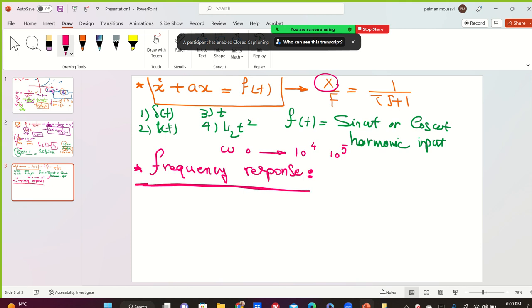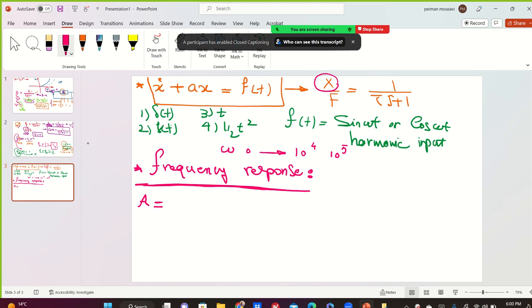When you hear from your boss saying frequency response, you have to make sure that your input to the system is harmonic, sine or cosine. Meaning change omega from 0 to a large number and analyze the system amplitude. But before going there, let me cover some fundamental things.